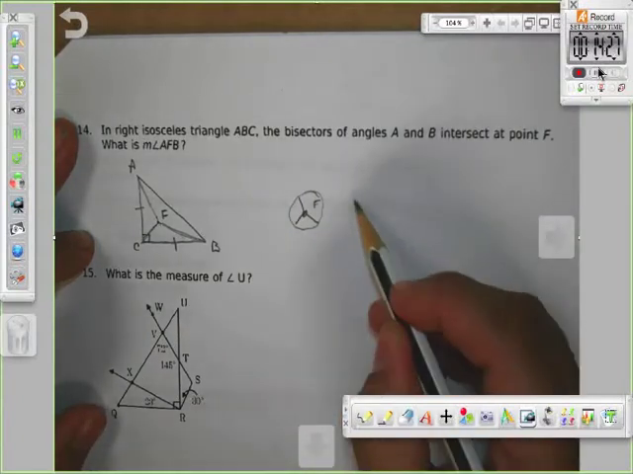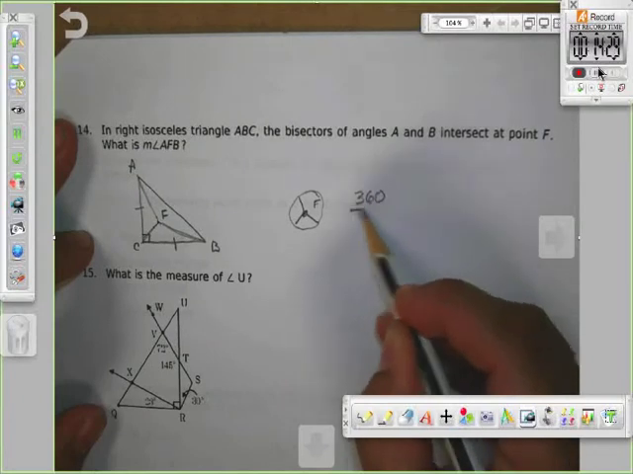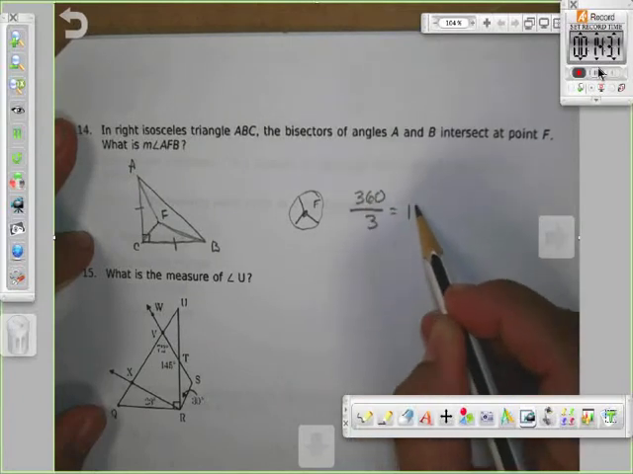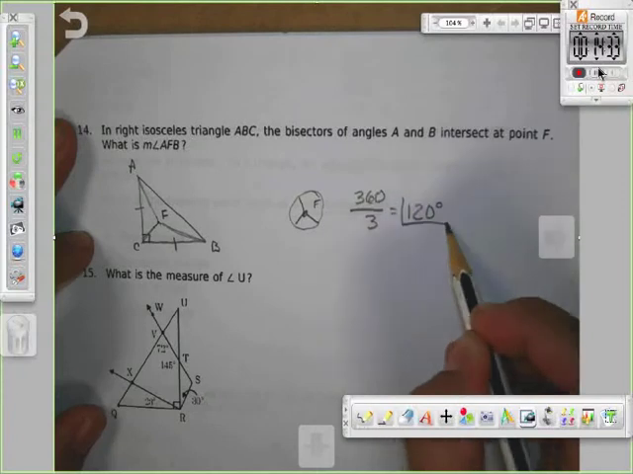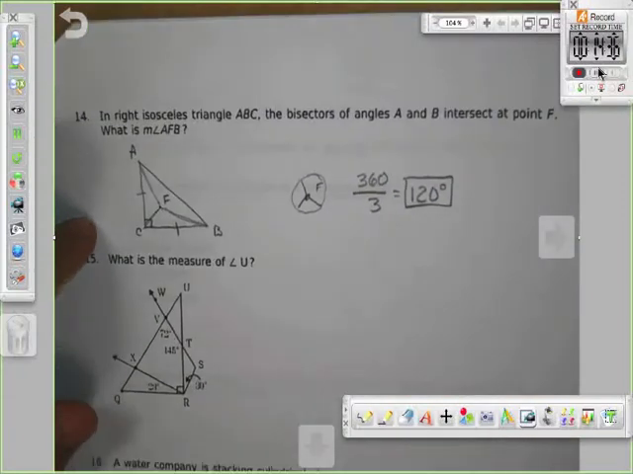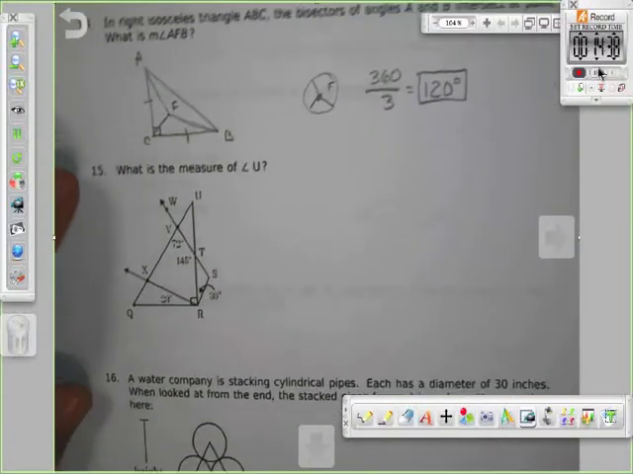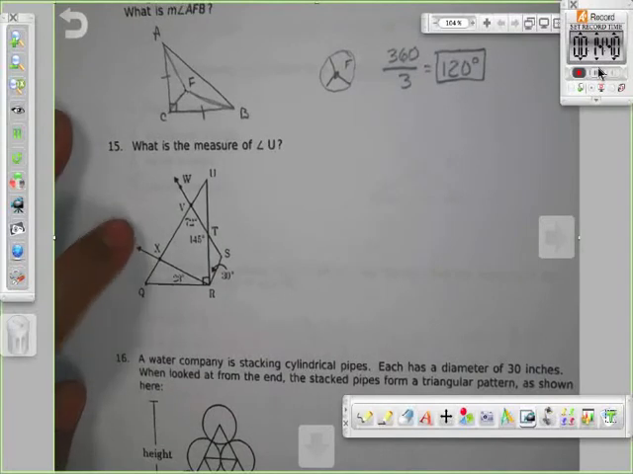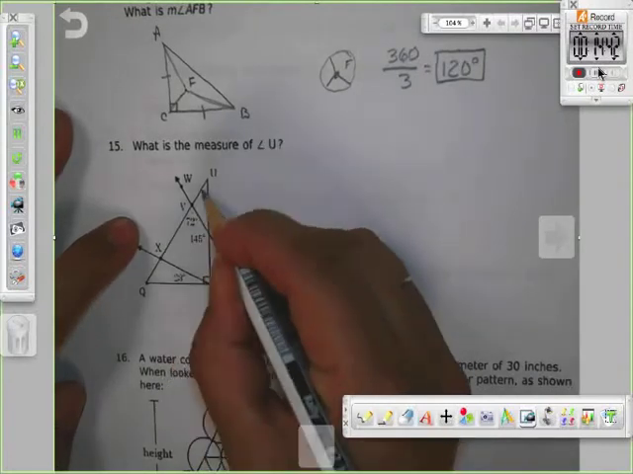Well, AFB, here's point F, is just one part of this whole circle. Well, an entire circle is 360 degrees, and we're dividing this into 3 parts, so that gives me 120 degrees.